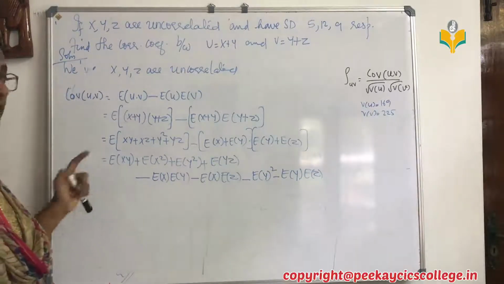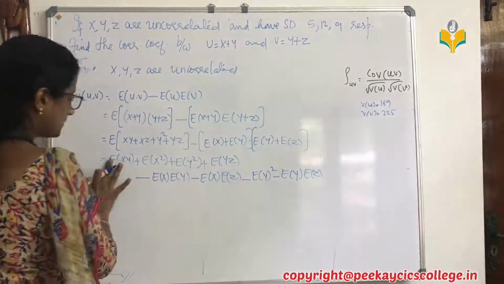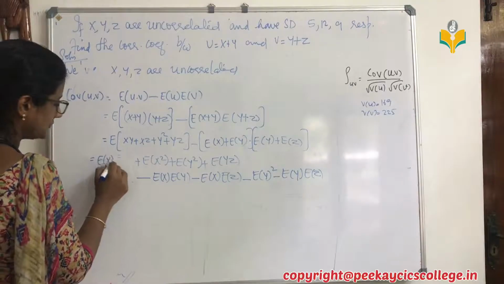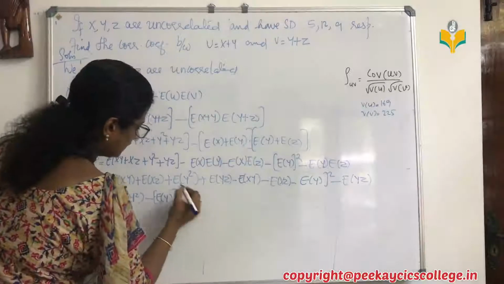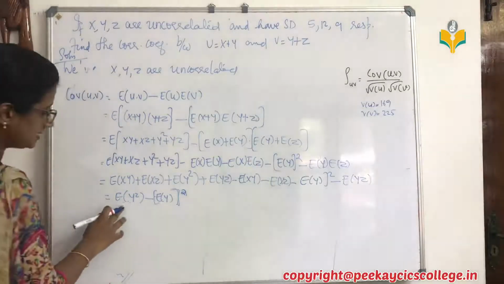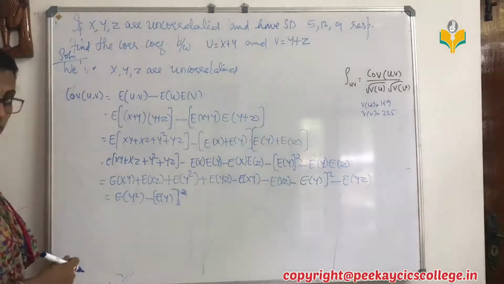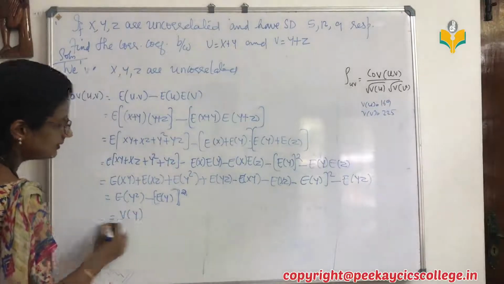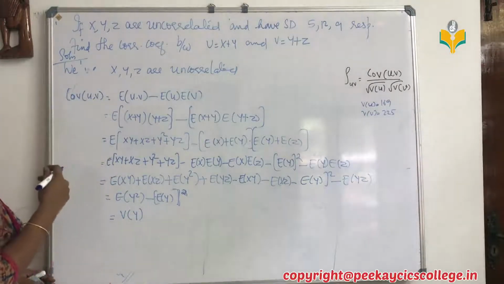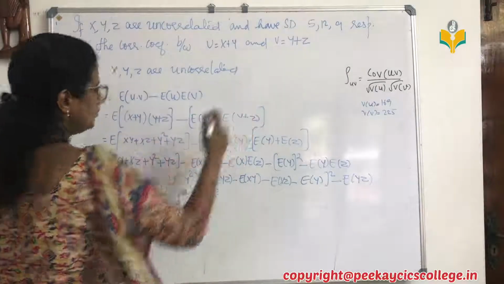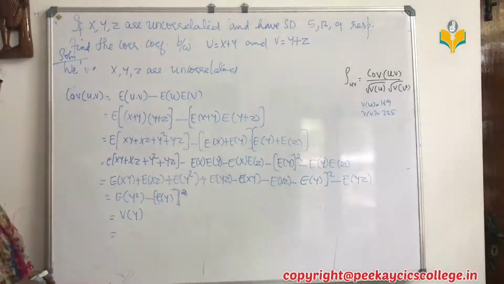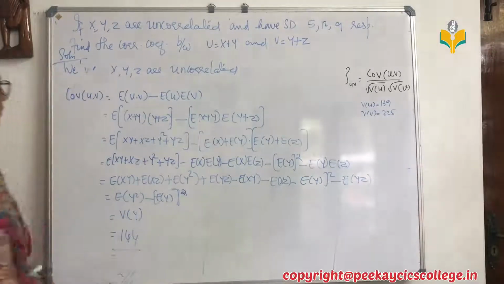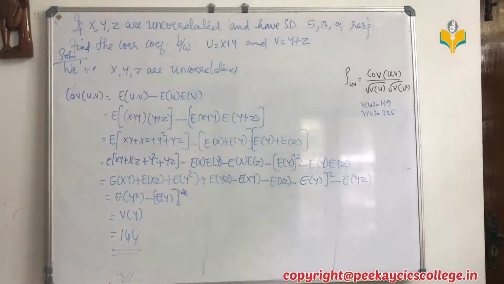Expectation of xy can be written, by using the multiplication theorem, as expectation of x into expectation of y. After simplification, we get expectation of y square minus expectation of y the whole square. This is the formula for variance of y, right? We have given standard deviation of y equal to 12, so variance of y equal to 144. So covariance of uv equal to 144.